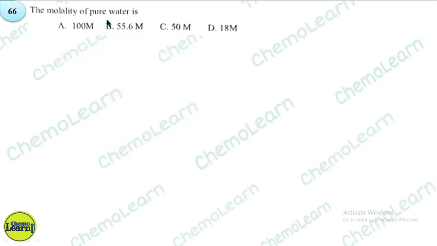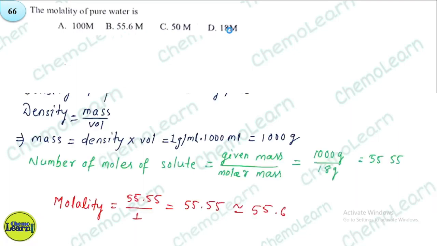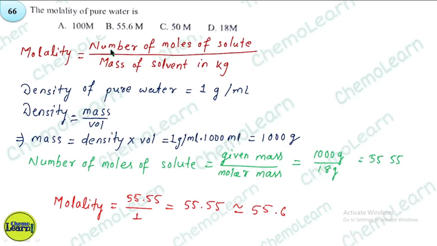The molality of pure water is what? 100 m, 55.6 m, 50 m or 18 molar. See, molality has the formula number of moles of solute divided by mass of solvent in kg. You know, density of pure water is 1 gram per ml. So density has the formula mass by volume. So you can calculate mass from the formula of density. Mass equals density into volume. That means 1 gram per ml into 1000 ml is equal to 1000 gram. So mass of water is 1000 gram.